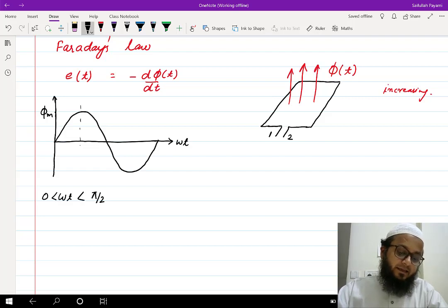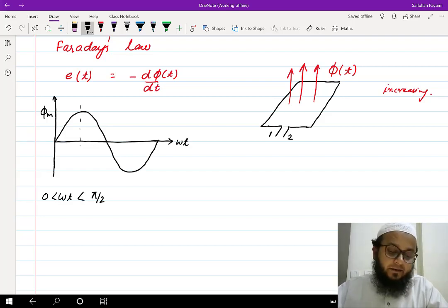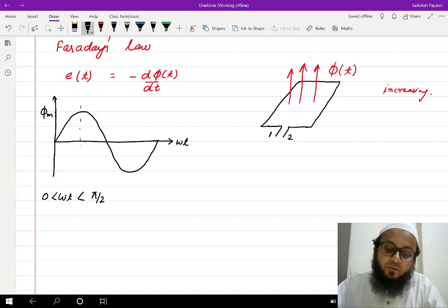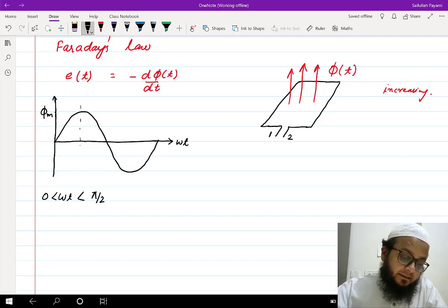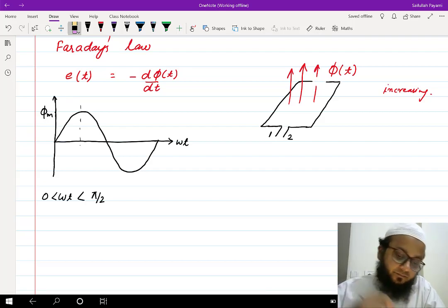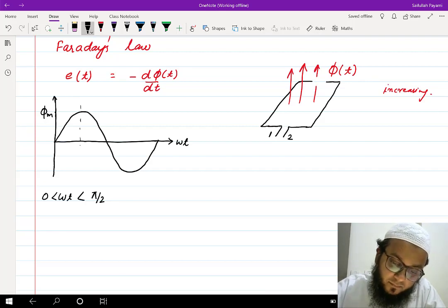So obviously in this region, the rate of change of flux, d phi by dt, is positive. Now since this flux is time varying, there would be an induced EMF in this coil. And what would be the direction of that induced EMF? Let's say this is terminal 1, this is terminal 2 here.